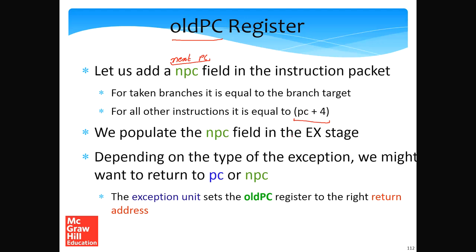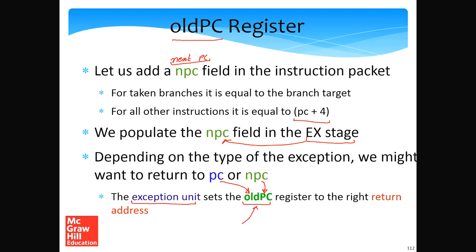In the EX stage, when we compute the branch target, we populate the NPC field of the instruction packet, and this moves along with the instruction in the pipeline. Depending on the type of the exception, we might want to return to PC or NPC, but that's okay. The exception unit will take care of it. The exception unit, which is specialized hardware, sets the old PC register to the right return address, which can either be PC or NPC. Depending upon the type of the interrupt or exception, one of these values will be saved in the old PC register.